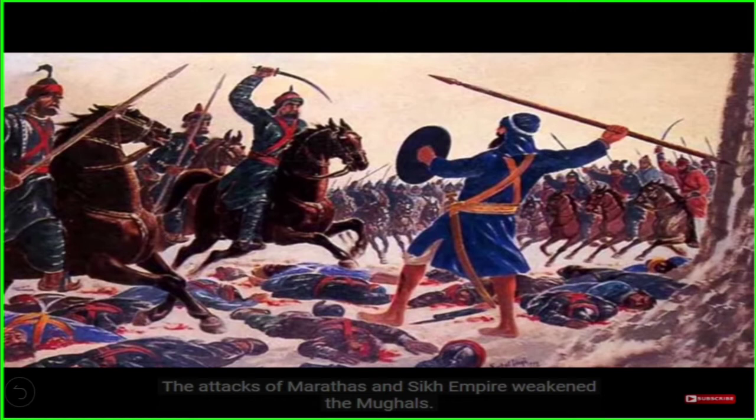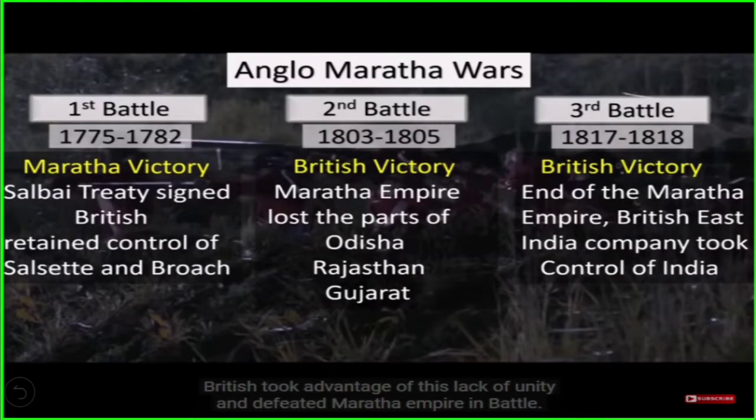simultaneously the Marathas and even the Sikh Empire were gaining power. And then they attacked the Marathas and the Sikh Empire. They attacked the Mughals and weakened the power of the Mughals. And children, it took three Anglo-Maratha wars, which were known as battles. The first battle was from 1775 to 1782, and the Marathas got the victory.